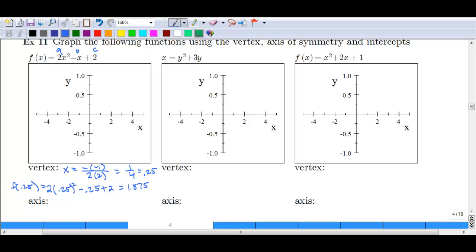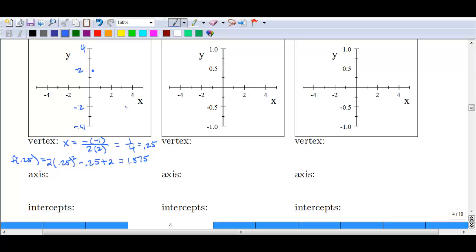We need to adjust our axes again here, so we'll just kind of double everything. -2, -4. So this would be 2 and 4. Again, if we're trying to plot our vertex here, it's at 0.25, so about here, and then 1.875 is about there. The next thing we know is that our axis of symmetry is the line x equals 1/4.